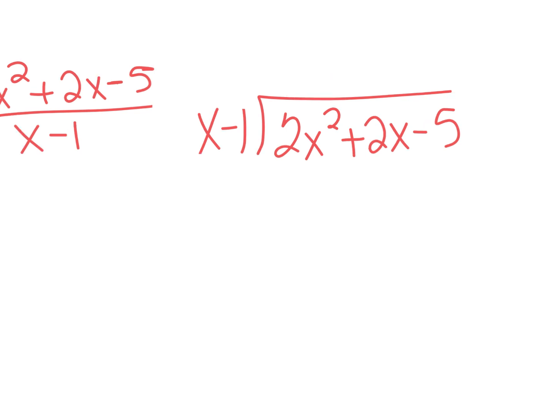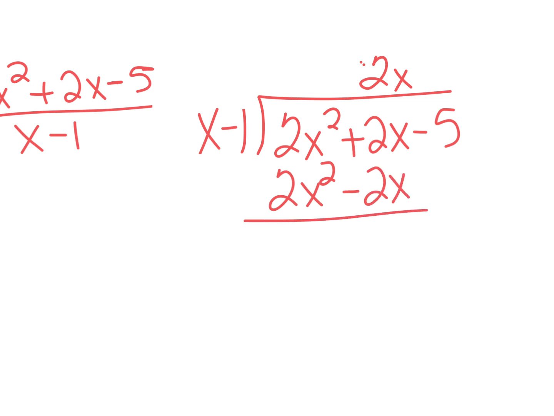So now we got to divide those leading terms. So we're saying x and 2x squared. So what times x is 2x squared? 2x, good. So we got to multiply, right? So we're saying 2x times x is 2x squared. What's 2x times negative 1? Negative 2x. Okay? We've multiplied.